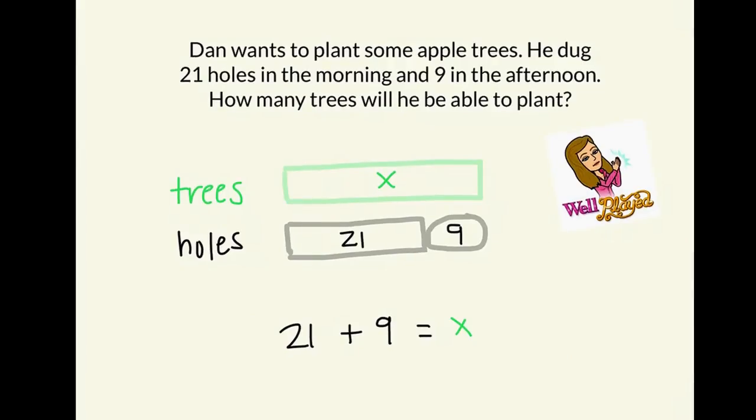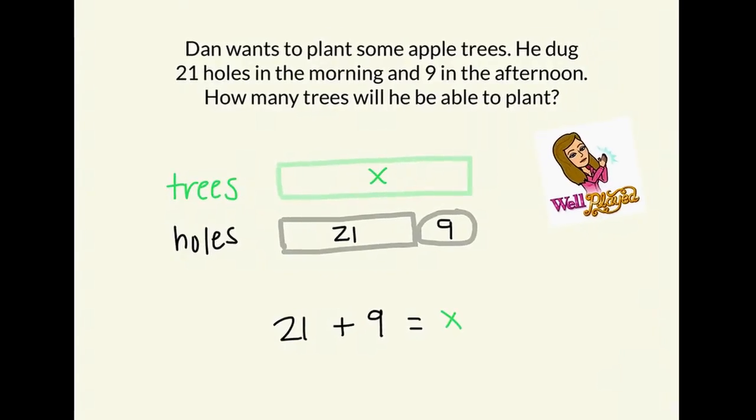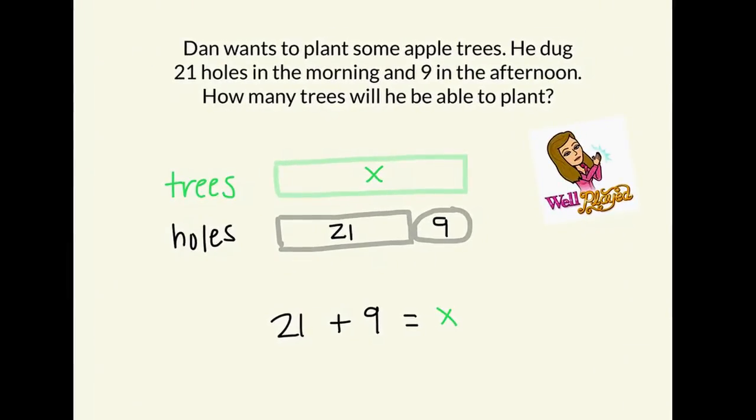All right, we're going to try another example together. Here we go. This one says, Dan wants to plant some apple trees. He dug 21 holes in the morning and 9 in the afternoon. How many trees will he be able to plant?